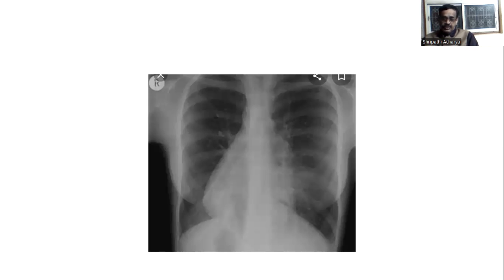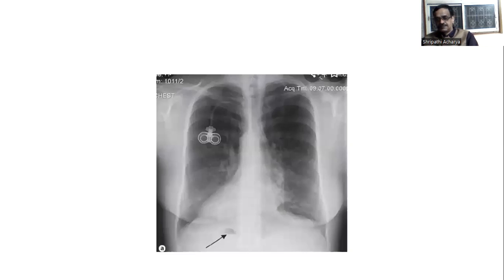You can see the cardiac shadow on the right side, cardiac apex on the right side. So, it is a patient of dextrocardia. Here you see the heart shadow is situated on the right side, cardiac apex on the right side, stomach bubble on the right side, and there are bronchiectasis changes. This is a condition known as Kartagener syndrome.